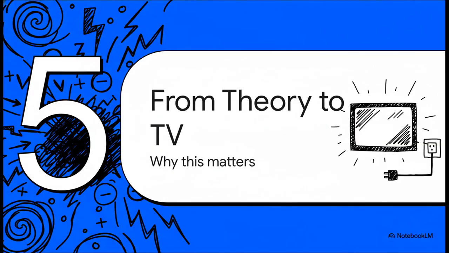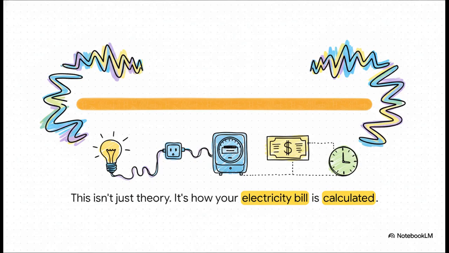Okay, so that's the theory. Charge, current, voltage, power. Now let's connect it all back to something we all know and probably pay for. Let's take this from theory straight to your TV. See, this isn't just abstract physics. This is literally how your electricity bill gets calculated. The utility company is measuring the energy you consume, which is simply the power your devices use multiplied by how long you use them. It all comes right back to these basic ideas.